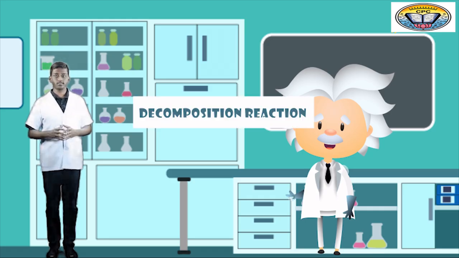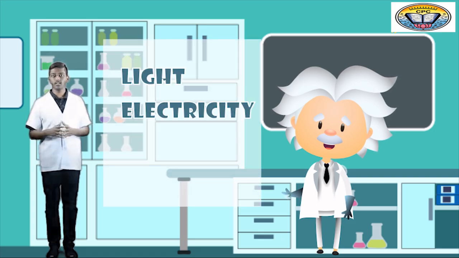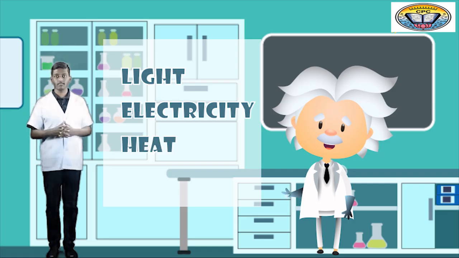Decomposition reactions. A decomposition reaction is quite the opposite of a combination reaction. In a decomposition reaction, one single compound breaks down into two or more other compounds or elements. In a decomposition reaction, there is a need for an energy source such as light, electricity or heat energy.